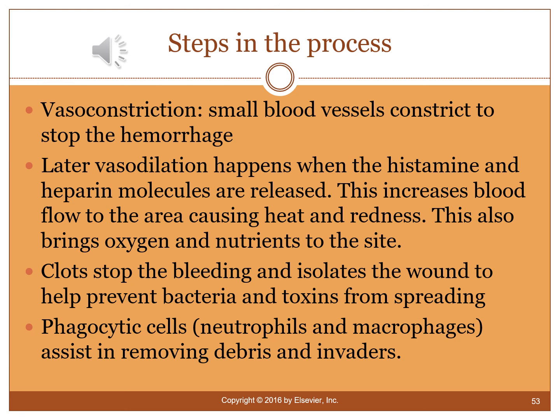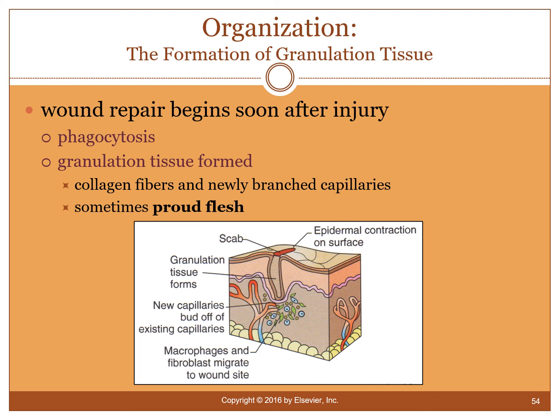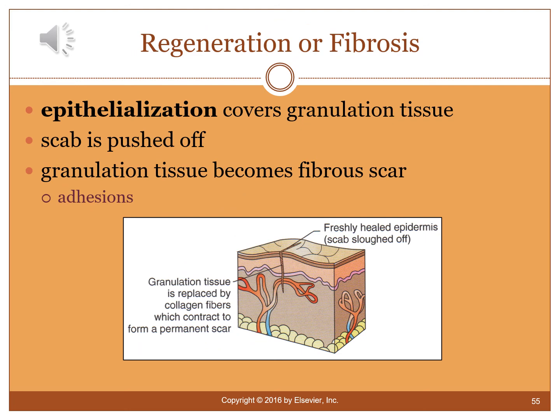When the blood flow returns, then the capillaries return to the normal size and fluid leakage into the affected area can stop. Swelling, heat, and redness then begin to subside. The regeneration or fibrosis of the area then begins. So epithelialization covers granulation tissue. Eventually, the scab is pushed off, and you are left with a fibrous scar.